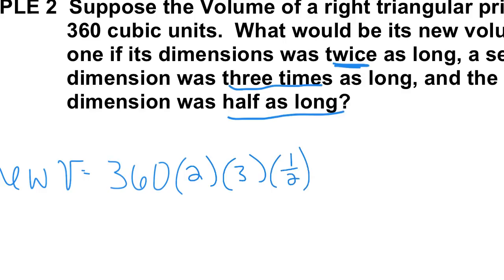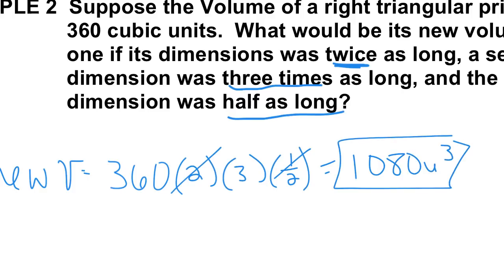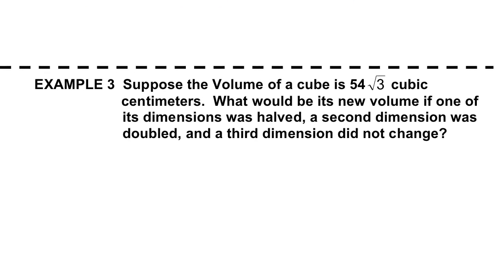Now I can throw this in my calculator. I basically know, though, that these cancel out. If you do 360 times 3, you get the new volume, which is 1,080 units cubed. So pretty straightforward, guys. Let's look at the next one.